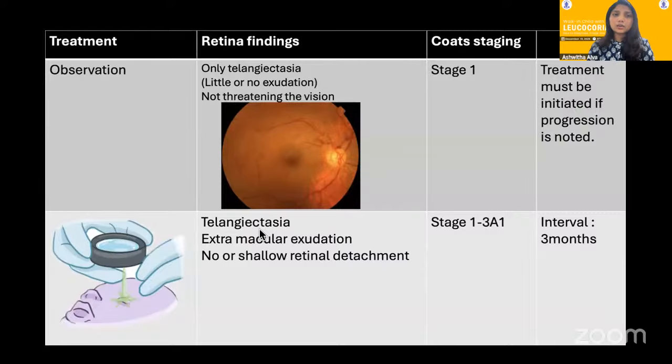There is an array of options for treatment. In patients who have only telangiectasia with little or no exudation and not threatening the vision, observation would be preferred. However, treatment must be initiated if progression is noted in any of these changes. Laser therapy with transpupillary therapy or photocoagulation to the telangiectatic vessels and extramacular exudation is preferred.